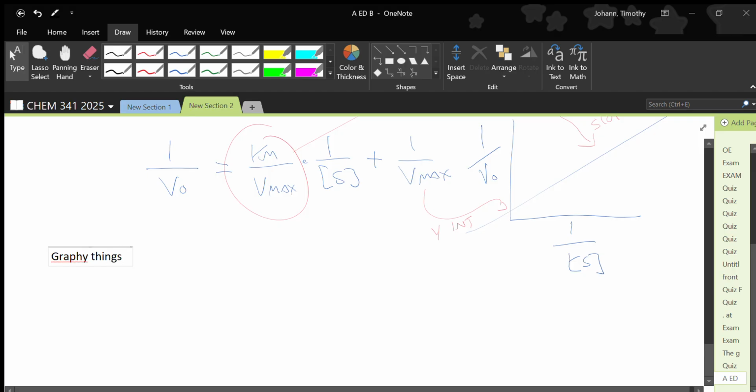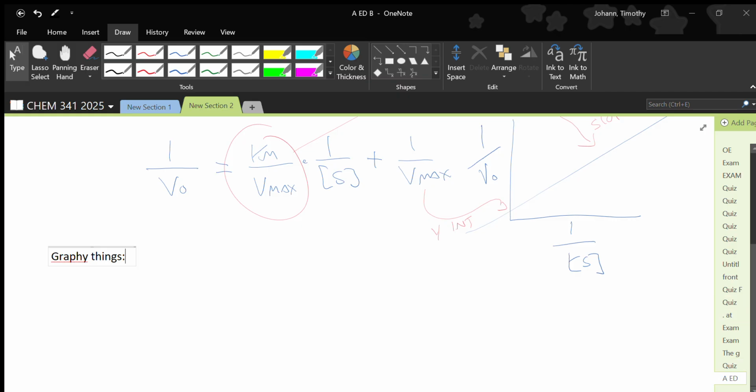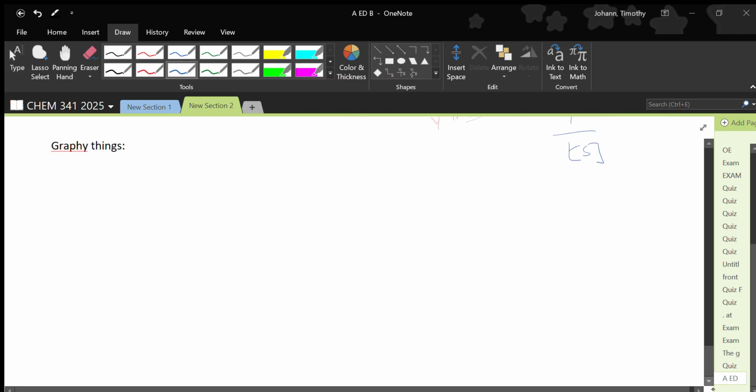All right, I'm going to use these graphy things to test your understanding of this equation and the derivation. So let's try a few. I'm going to put the Michaelis-Menten equation here. It's not going to be good for all of the graphy things because some of them were assumptions we made along the way. But let's put up some of the various equations that we needed.